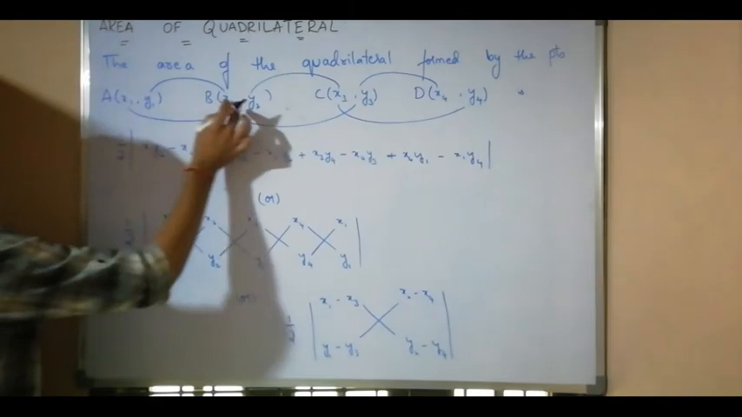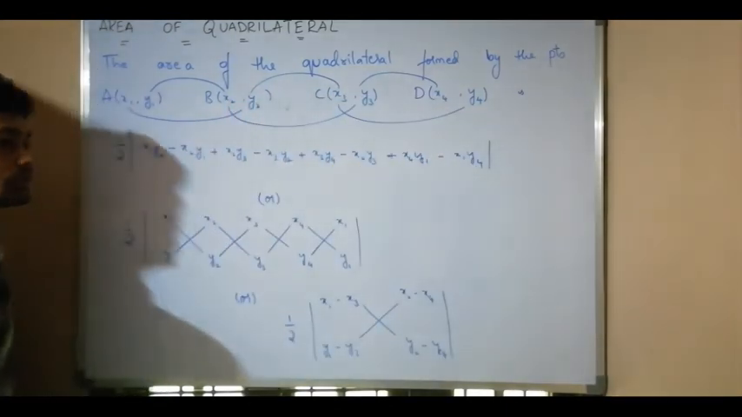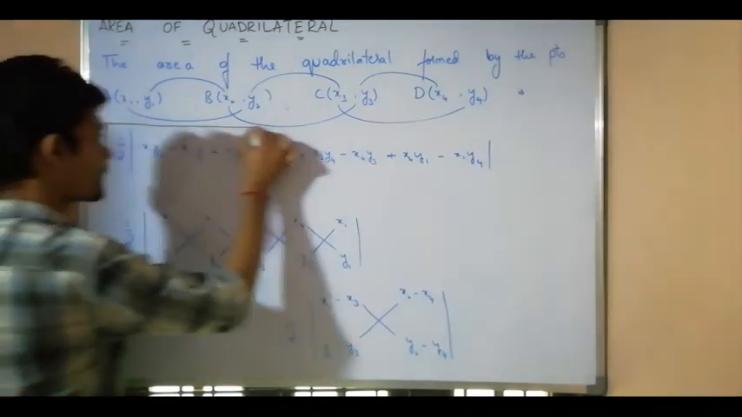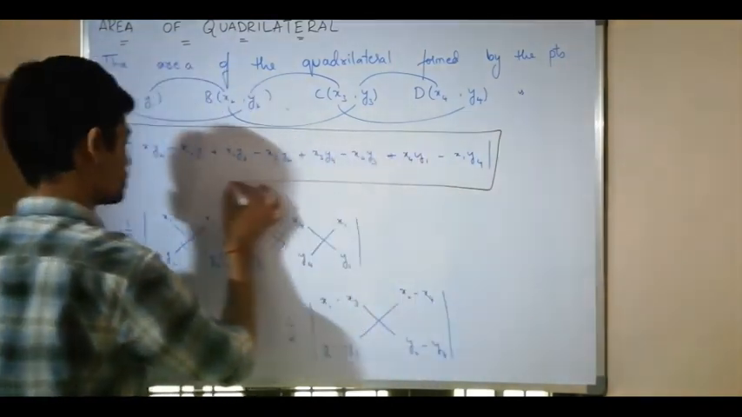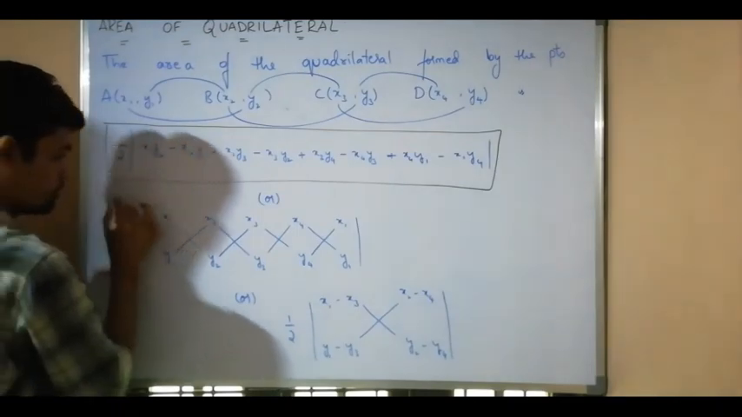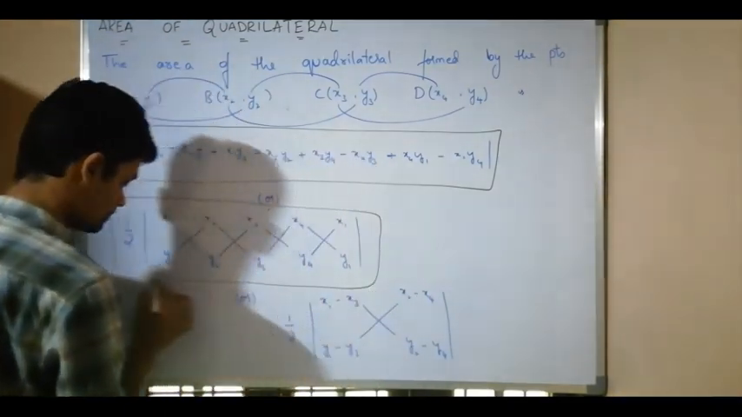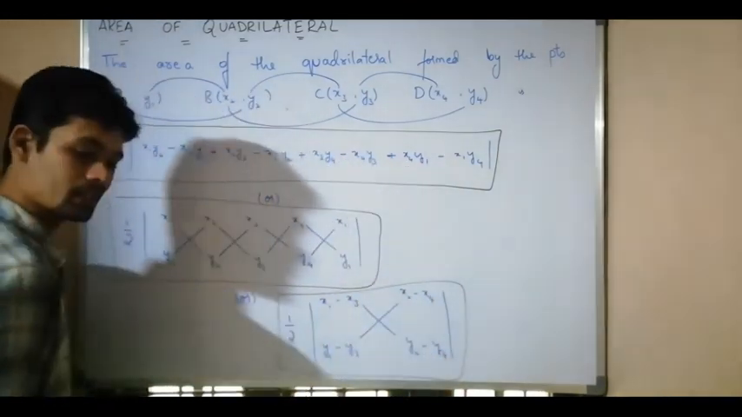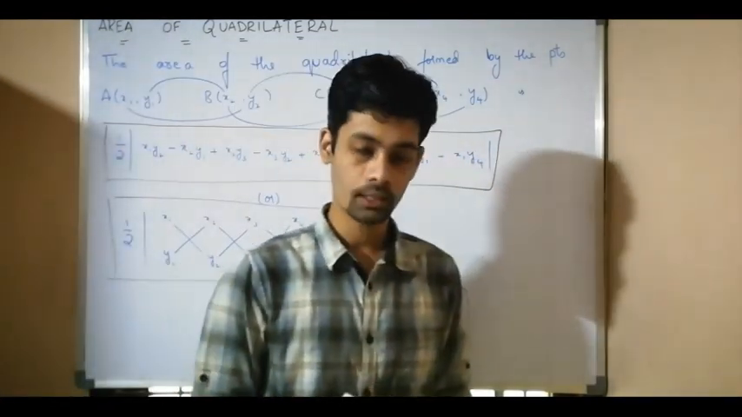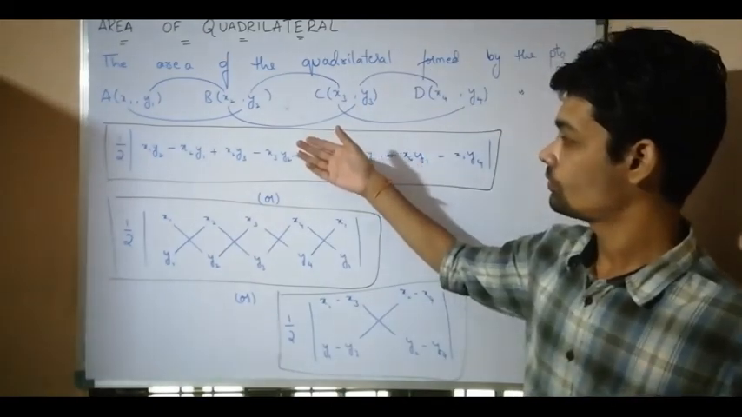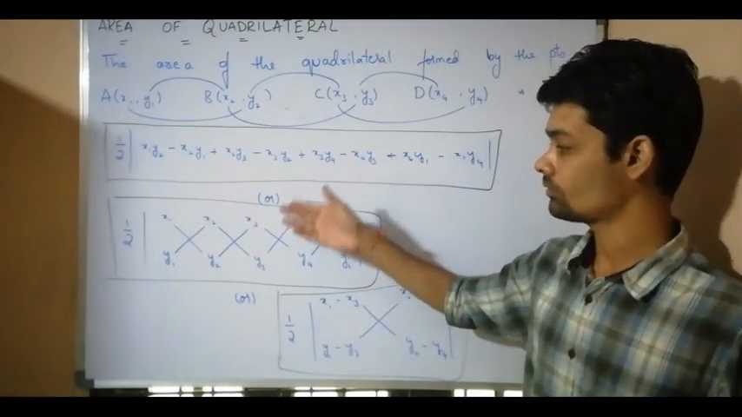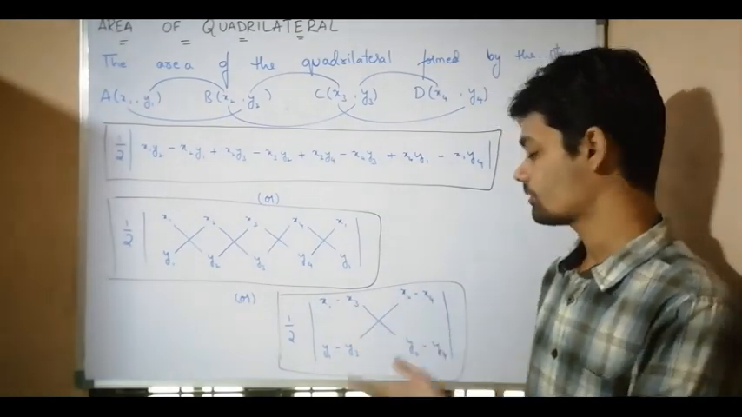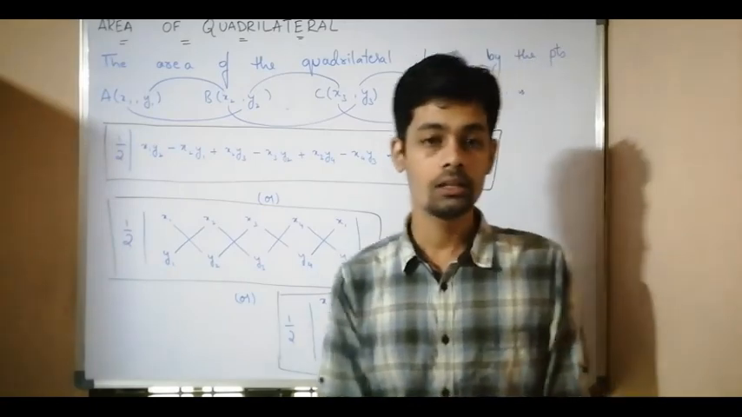If we have 4 points which are going to form a quadrilateral, then for the area of the quadrilateral we can use this one, or this one, or this one. All are the same, all are equivalent to one another. We can get this one from this one, and this one from this one, as well as this one. Just cross multiply, a few terms get cancelled and we will get the same thing again.